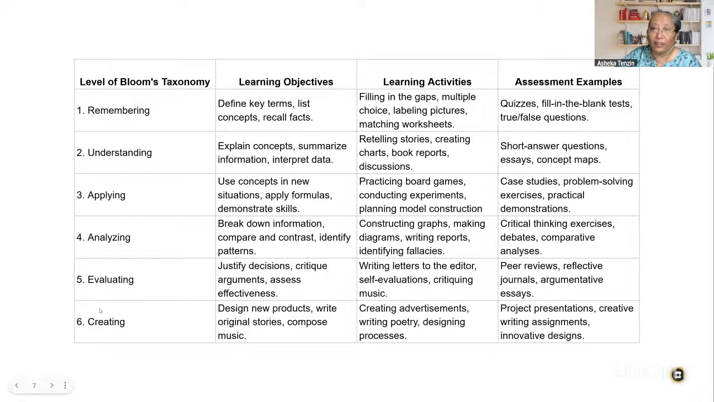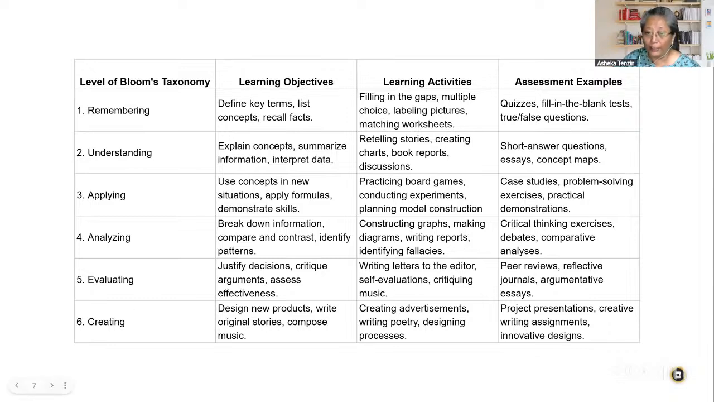Now, what kind of activities can you do for the different levels of Bloom's? For remembering, you can give them filling in the gaps, multiple choice, labeling pictures, matching worksheets, okay, when they have to do the activities in the class. For understanding, you will ask them to retell the story, create charts, write book reports. You can have discussions. For applying, you will practice board games, conduct experiments, plan model construction. For analyzing, you can ask them to construct graphs, make diagrams, write reports, and identify if there are any fallacies.